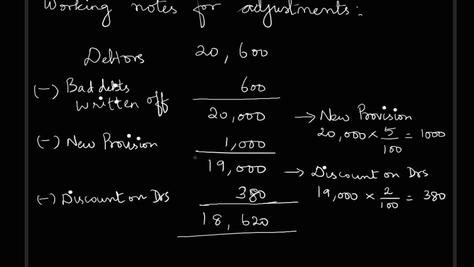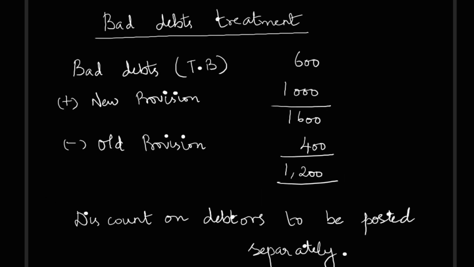On this 19,000 only you will calculate discount on debtors. Always, first, if there is any bad debts to be written off, you deduct that, and then if there is any new provision that you are planning to create for bad and doubtful debts, you calculate that, and on the remaining amount only you calculate the discount on debtors. So this is how you treat it. 18,620 is your final sundry debtors value, and these amounts, 1,380 and all, will be shown in the profit and loss account. So how do we show the bad debts in the profit and loss account?